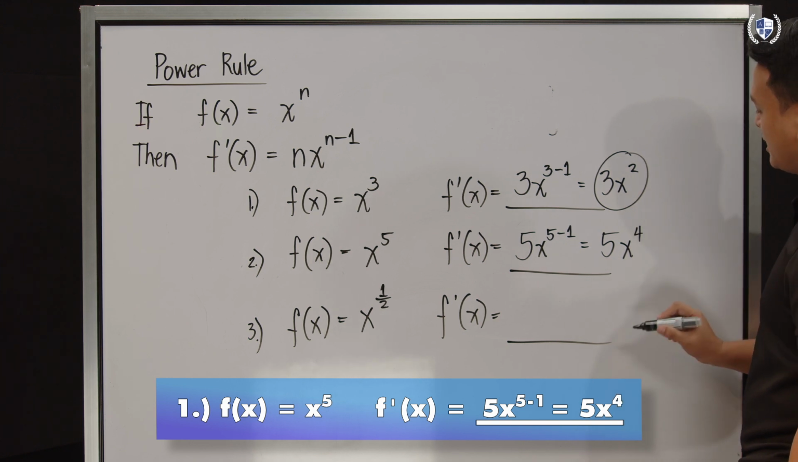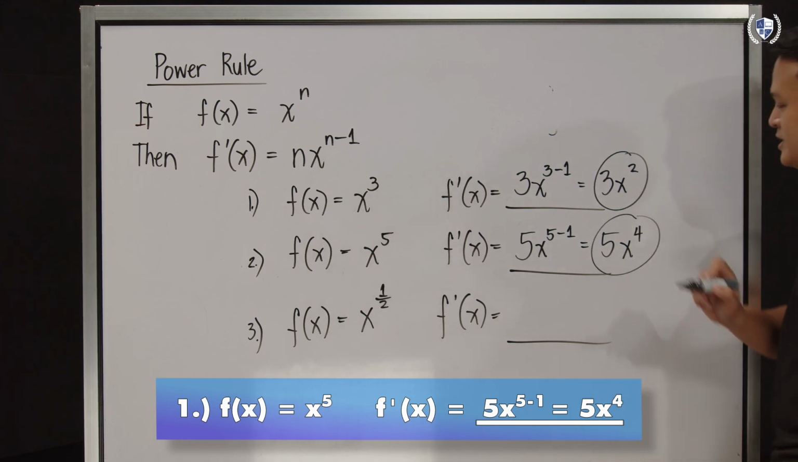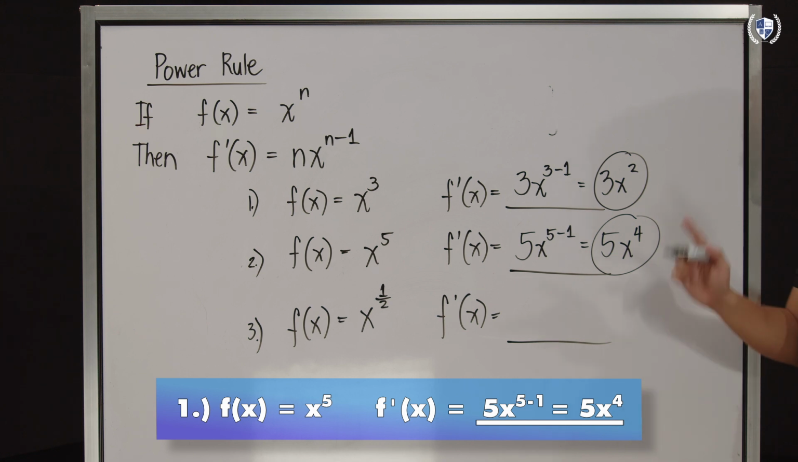That's just 4. And are we done? Opo. We now have our derivative. Ang derivative ng x raised to 5 ay 5x raised to 4.